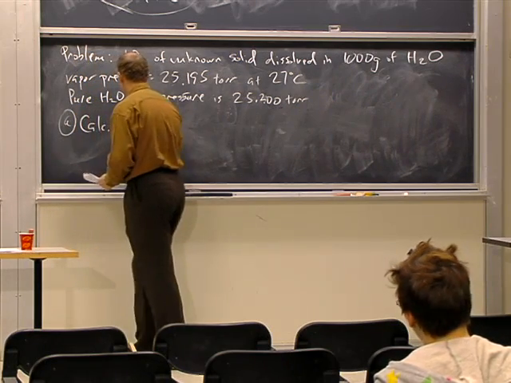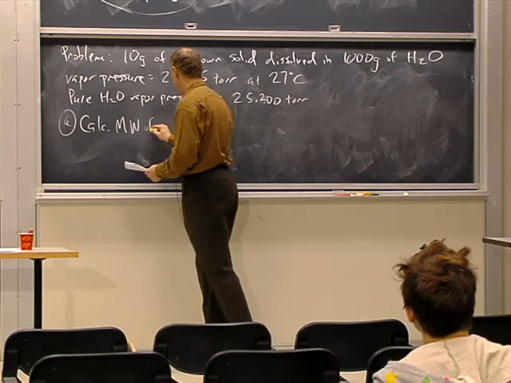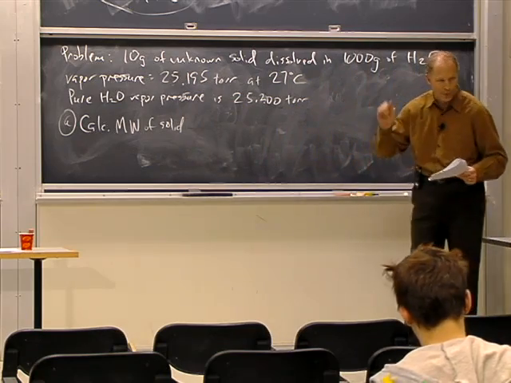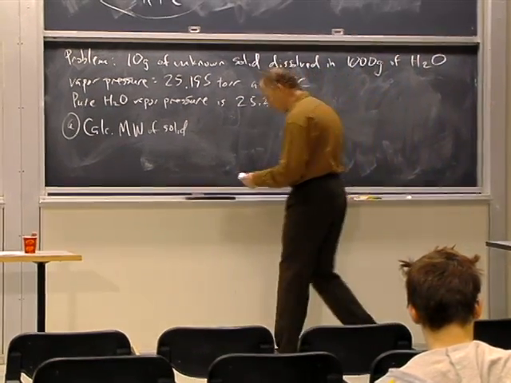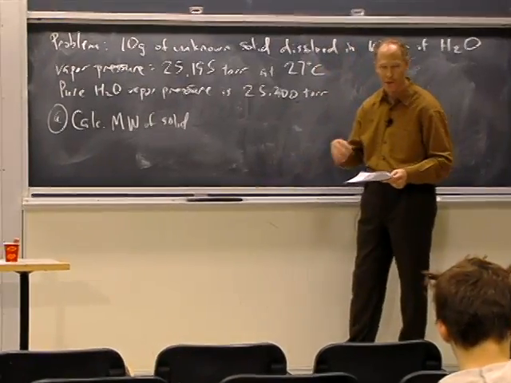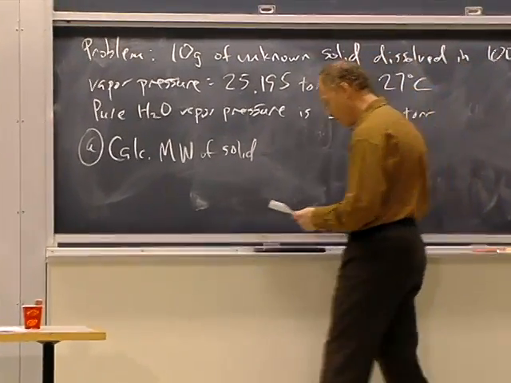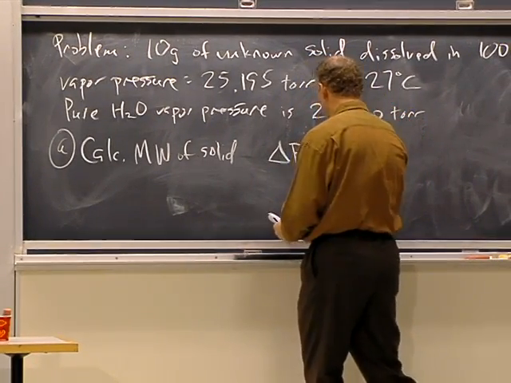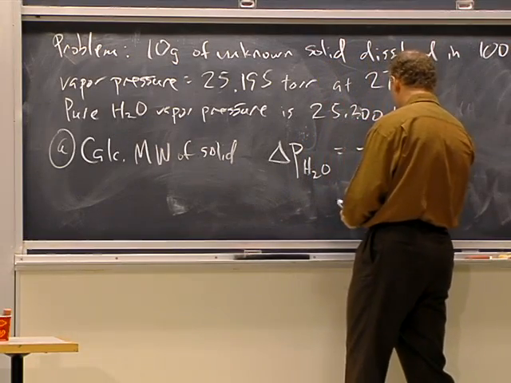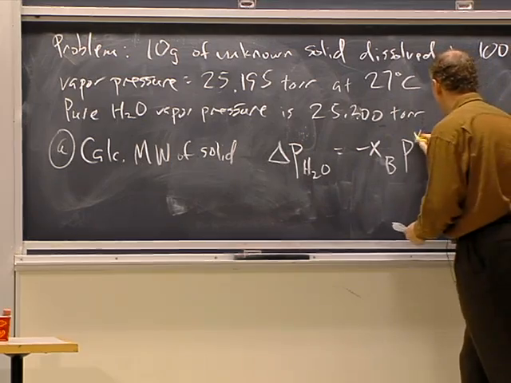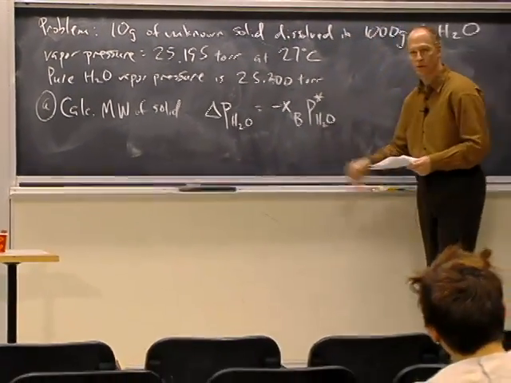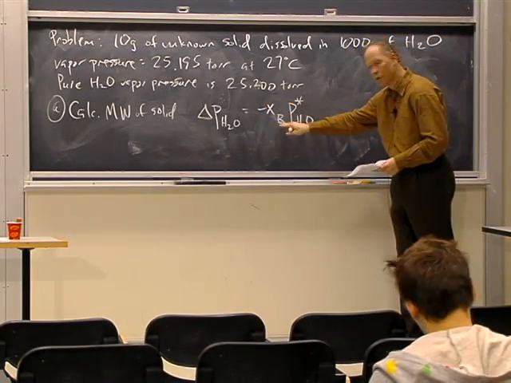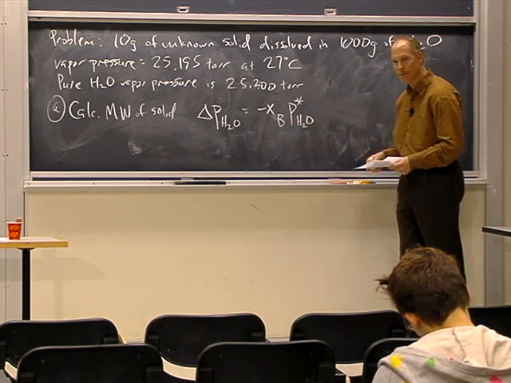So first, let's just calculate the molecular weight of the solid. Now this you I think saw from last time, so this is straightforward. It's going to come from the vapor pressure lowering, not from the osmotic pressure, which we'll do next. Right? So the delta P of H2O is minus XB times P star of H2O, right? This is from last time. The expression for the vapor pressure reduction due to the concentration or the mole fraction of B, right?